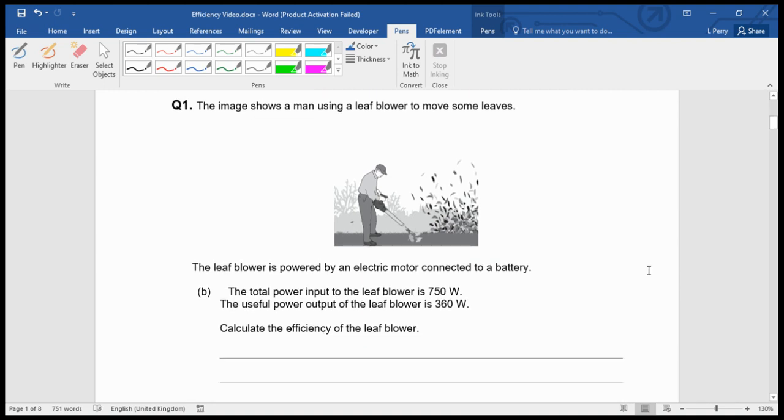So we'll start off with one from a foundation paper. The image shows a man using a leaf blower to move some leaves. The leaf blower is powered by an electric motor connected to a battery. The total power input to the leaf blower is 750. The useful power output of the leaf blower is 360.